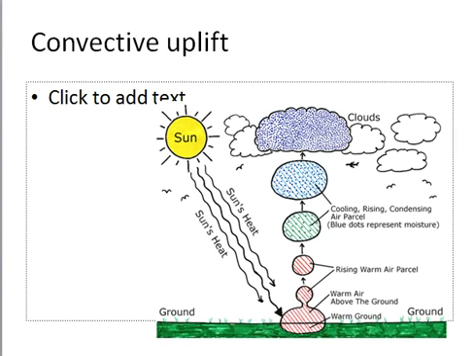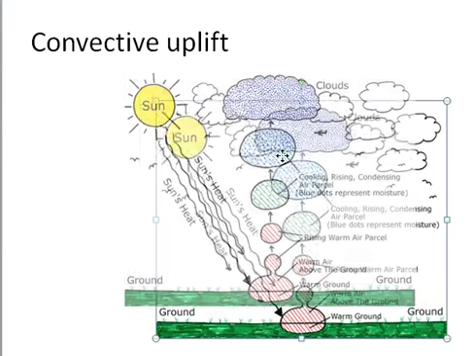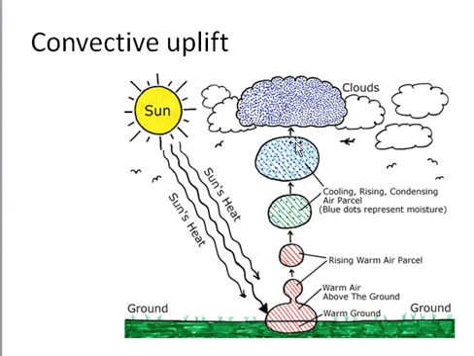So convective uplift, let me remove that. There we go. So this is kind of a cute little diagram here. See if I can enlarge that a bit. Yeah. So convective uplift happens when shortwave radiation from the sun hits the surface. The molecules on the ground begin to warm. The warm ground warms the air above it. The air becomes more buoyant and begins to rise up. And as it rises up, the temperature of the air cools so that the cool air can no longer hold the moisture, and that can create rainfall.